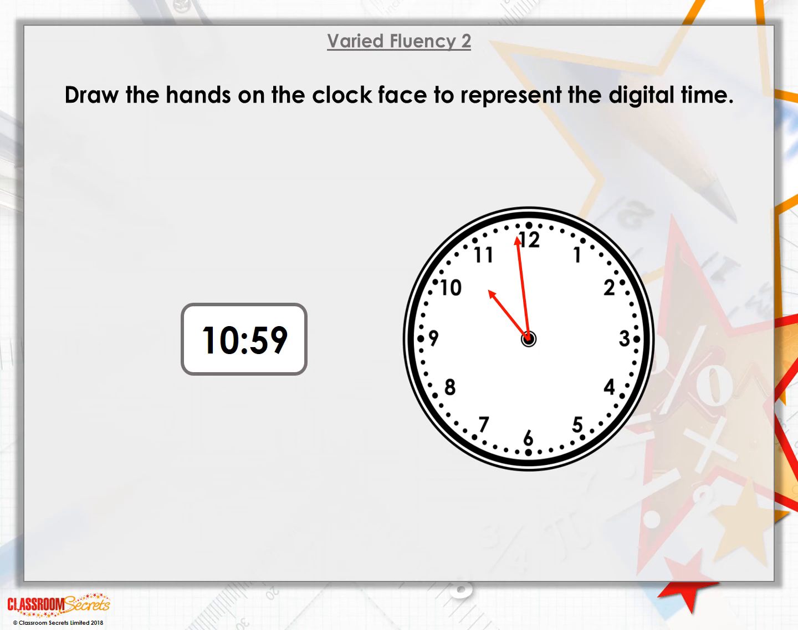Well done if you placed your hour hand just before the 11 and your minute hand just before the 12, okay? Because obviously if it points to the 12, we know, don't we, in year 4, that means o'clock, okay? And it is 1 minute to it being o'clock, okay? So well done if you placed your hands there.